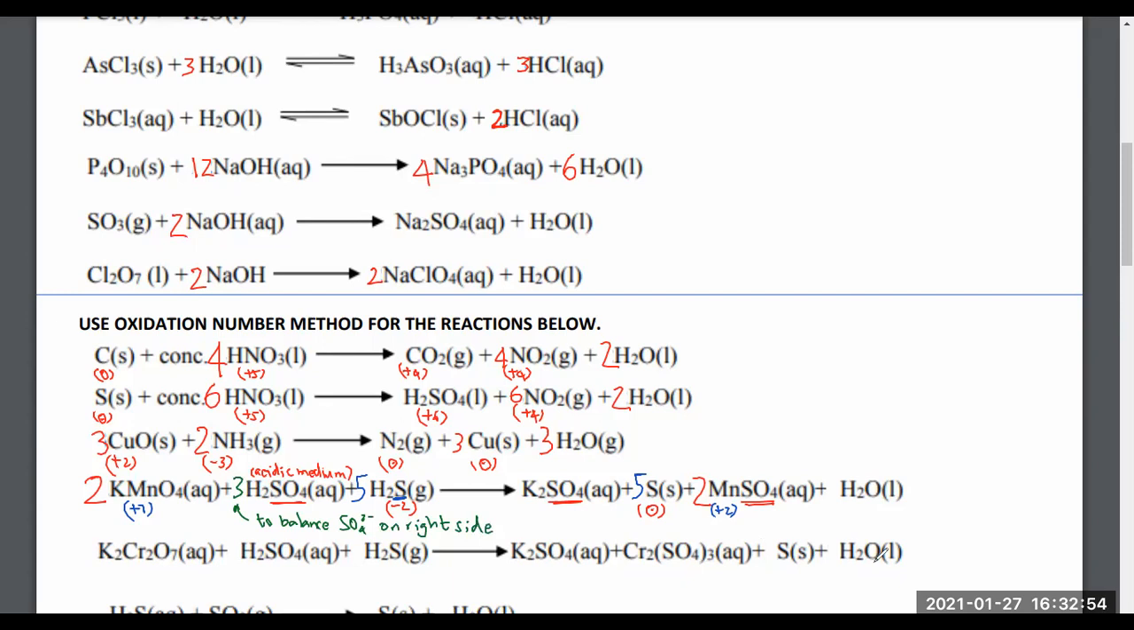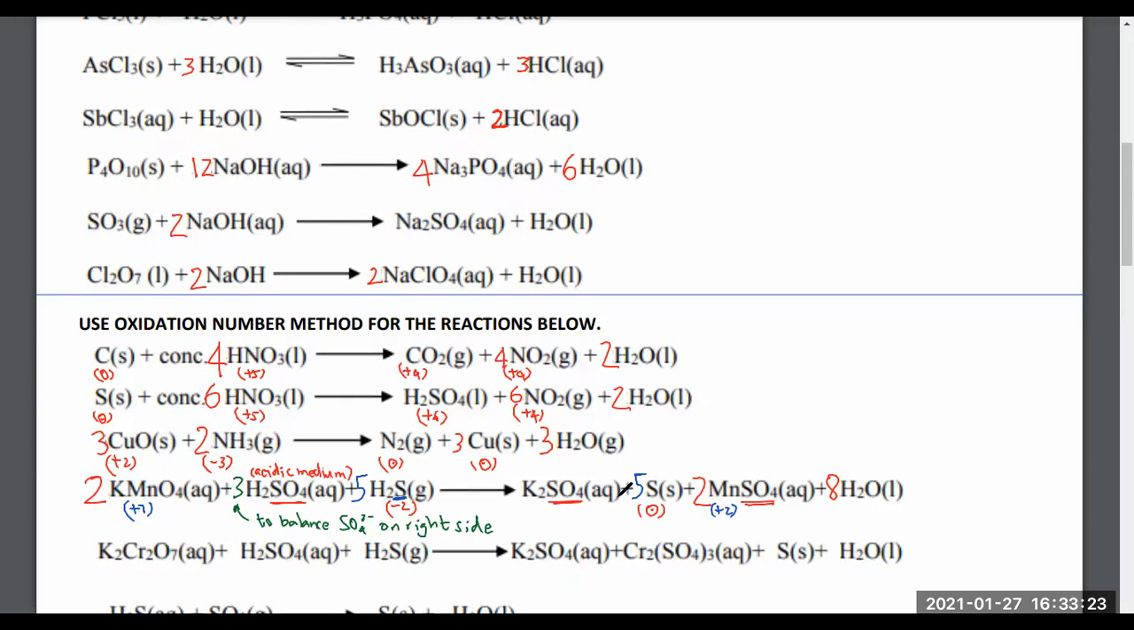Right, and then what should I do? Finally, to seal it, I have to count the hydrogen atoms. Here I have 6, here I have 10. 6 plus 10, 16 hydrogen on the left side, and I have to put 8 here to balance it off. Then hydrogen is balanced. Now, to recheck, you count oxygen on either side and see. 8 oxygen here, 2 into 4 is 8. Here I have 12, 8 plus 12, 20 on the left side.